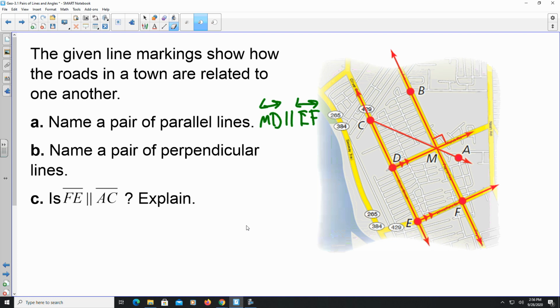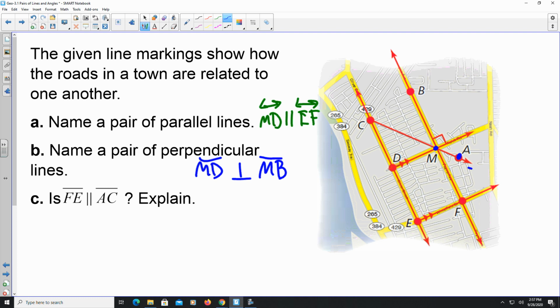And then it says name a pair of perpendicular lines. Well, this one here with the 90 degree mark, I can now say that AB is perpendicular to AD. Oh, no, that's not right. It would be MD, I'm sorry. MD is perpendicular to MB. My bad. A is right here. That's M.